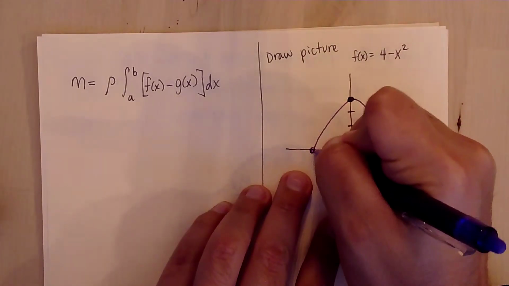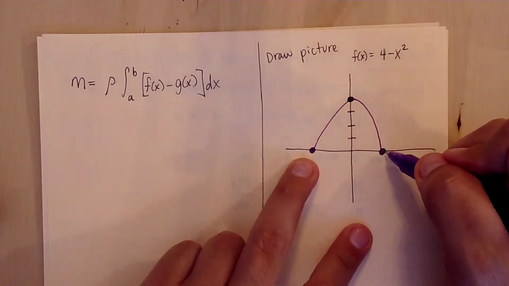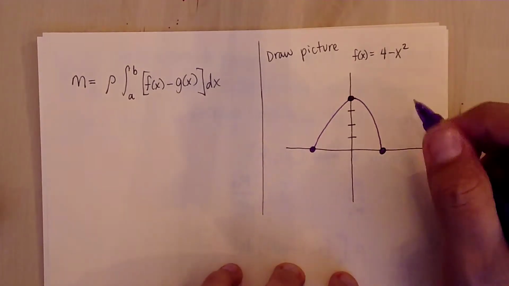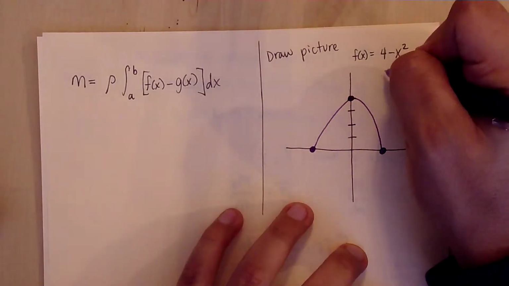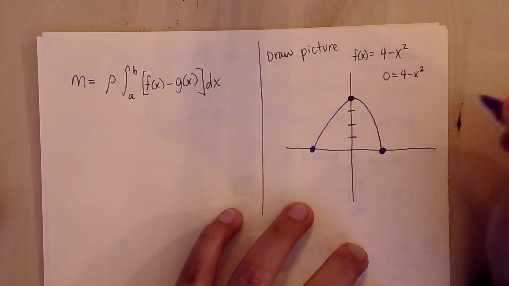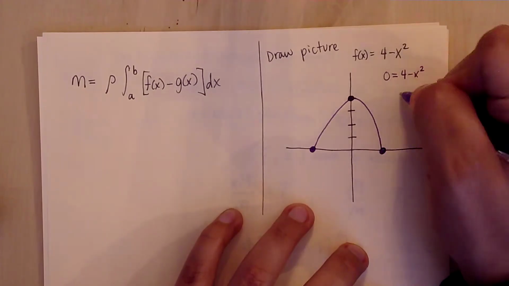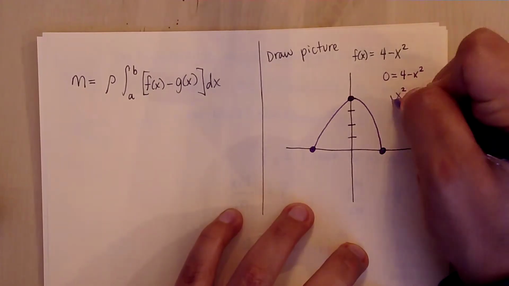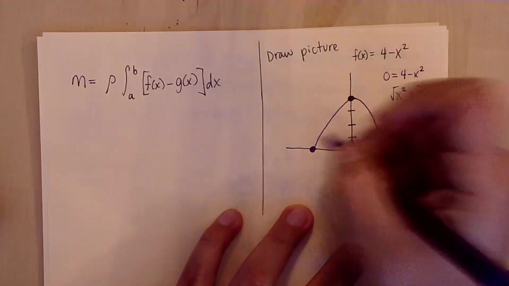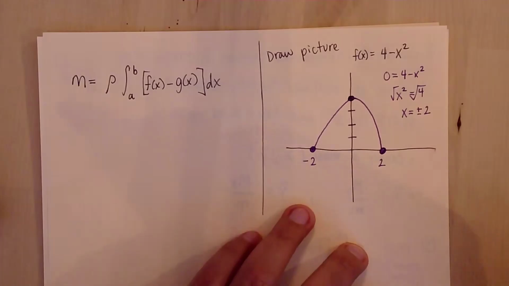But what we might need to find are these 2 points down here, which are just where the function is equal to 0. So if you wanted to find those endpoints, we could find them by setting our function equal to 0. When we solve this little equation, move that x squared over to the other side, we have x squared is equal to 4. Apply the square root property, and we have x is equal to plus or minus 2. So this is going to be at negative 2, and this is going to be at 2, right?